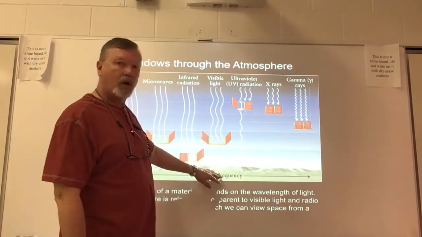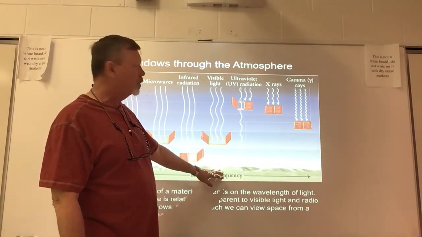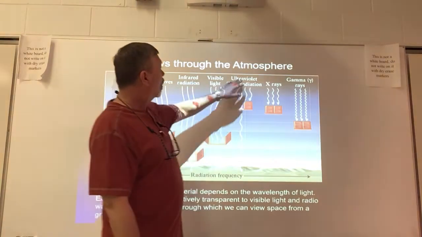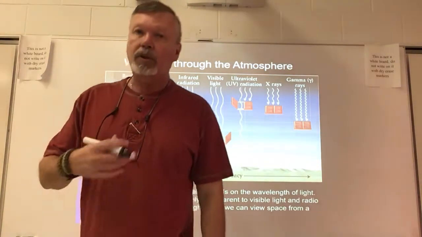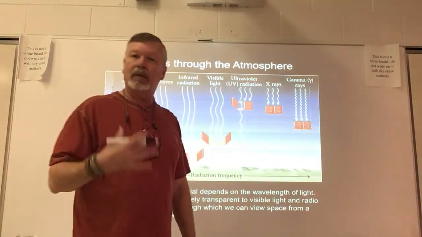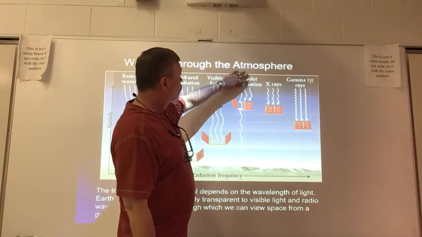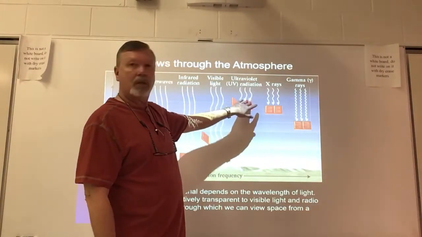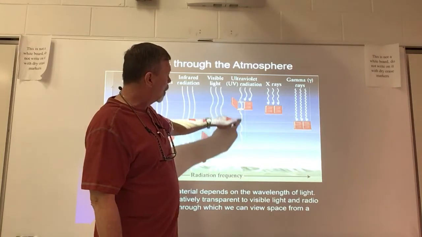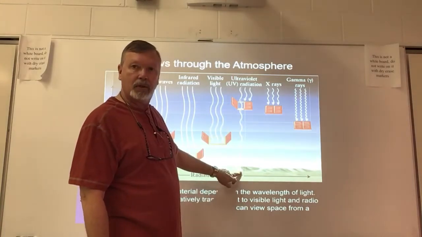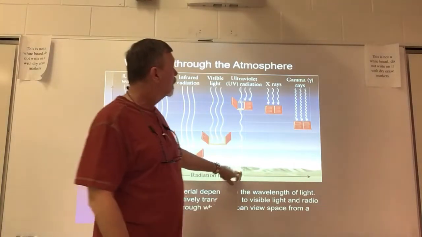Visible light, all of it, all frequencies make it all the way down to the surface. Ultraviolet, remember, that's what's causing you to tan. It's actually doing damage to your skin. The majority of ultraviolet light is stopped by the atmosphere. Only a small bit of it is allowed to make it to the surface, thank goodness, okay?